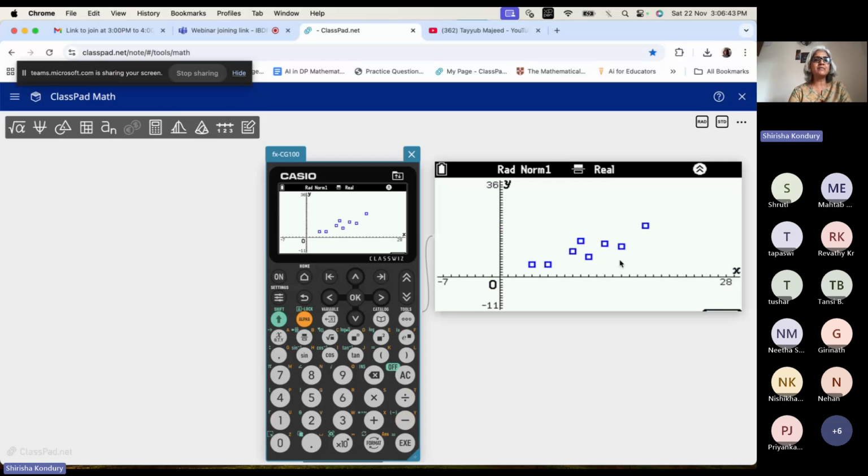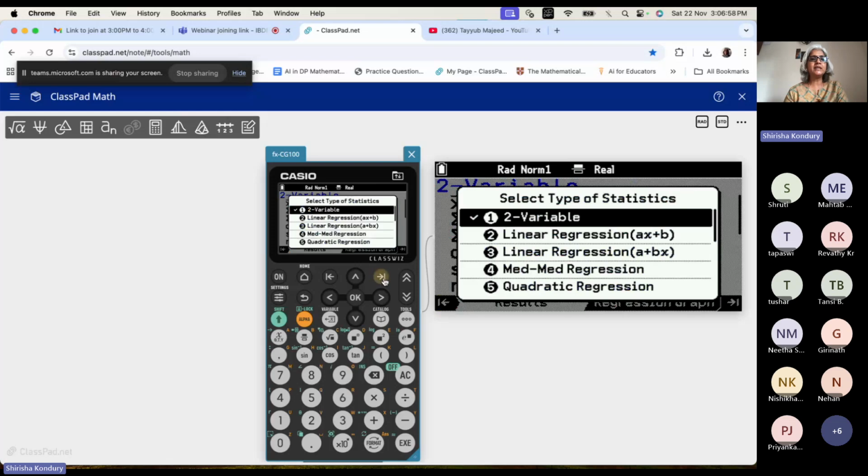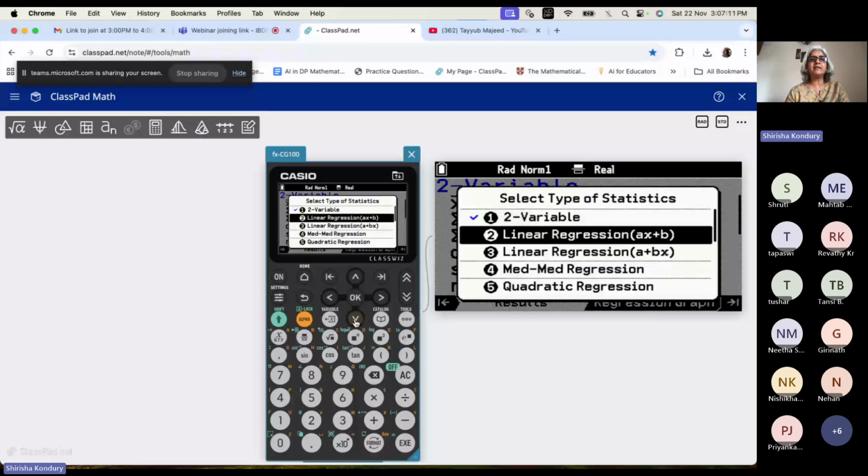One question that usually comes here is they ask you to look at the trend and comment on whether there is a positive, negative, strong, weak kind of a correlation. So that's one part of the question. The second could be about doing the two variable analysis, right? Or linear regression. So I can have a two variable analysis, which means I can find the mean and standard deviation of X as well as Y. Or I can do a linear regression.